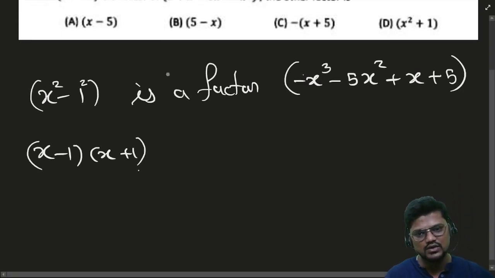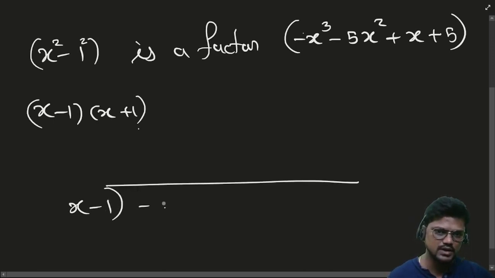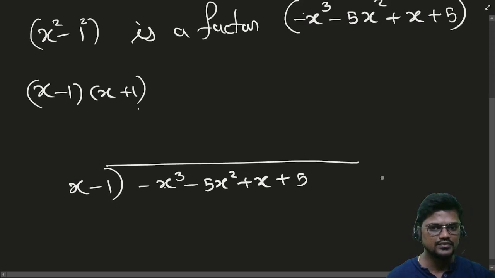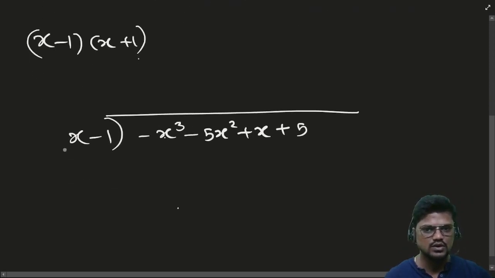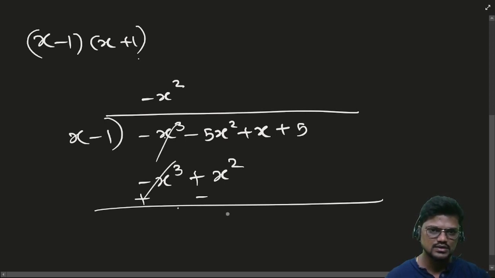So you can take any one of these and do the polynomial division. That is x minus 1 you can take. You can also take x plus 1 and do the polynomial division. Minus x cube minus 5x square plus x plus 5. Now since you need minus x cube, what you have to multiply? You have to multiply with minus x square. So minus x square into x is minus x cube. Minus x square into minus 1 is plus x square. If you subtract, this will get cancelled. This will be minus 6x square plus x plus 5.